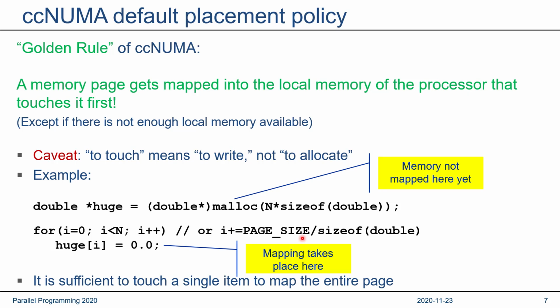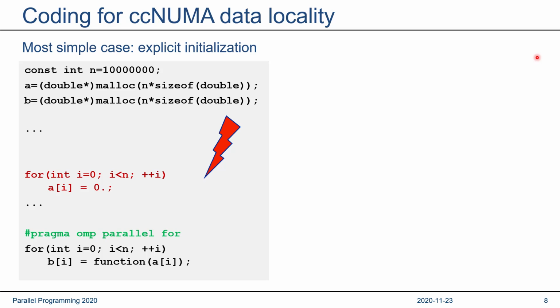Alright, so this is the golden rule of ccNUMA. Keep in mind that it is the initialization code that we have to look at in order to determine where an allocated piece of memory actually goes. Now, what is the wisdom from that? How can we use this knowledge to our advantage when coding parallel programs for ccNUMA data locality?